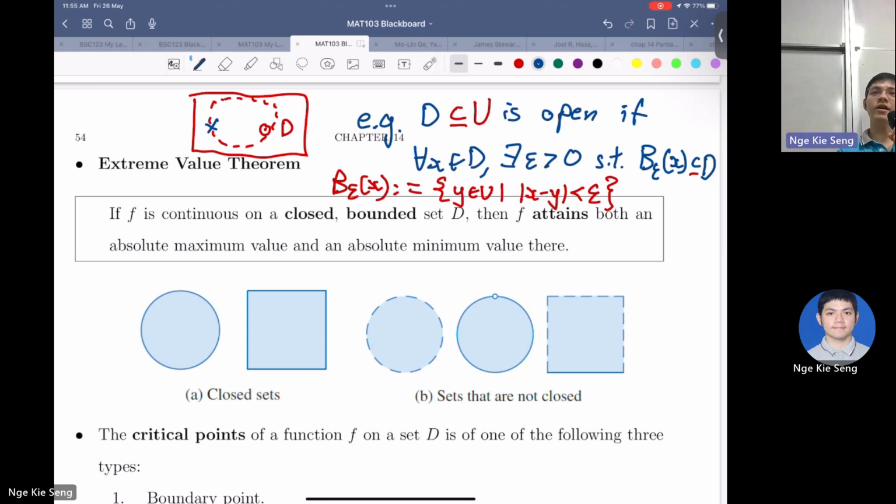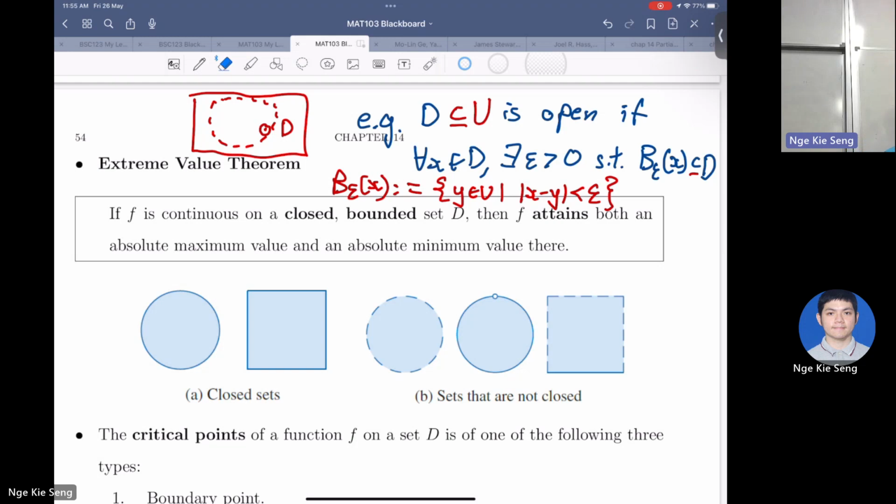Can I pick some? No, right? Because the boundary is not inside my open ball. Okay, I don't include the boundary. So this is my advantage here. If you are open, your ball is still within the set.